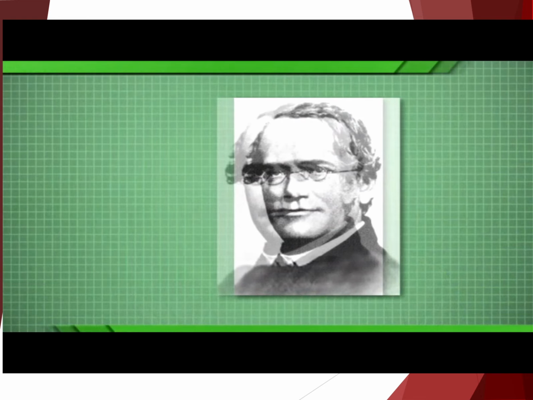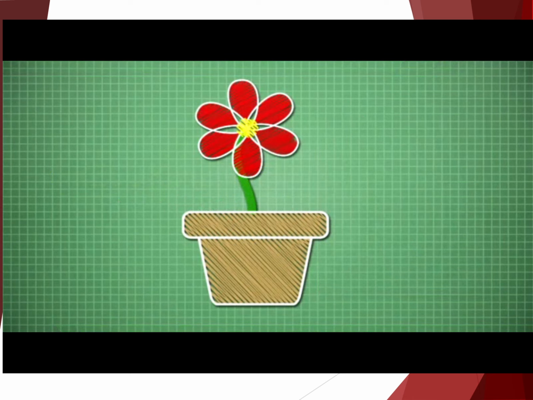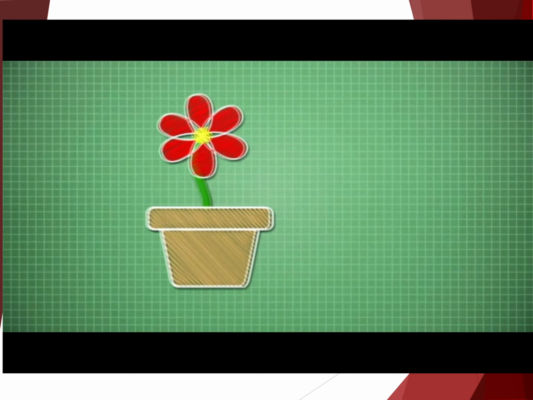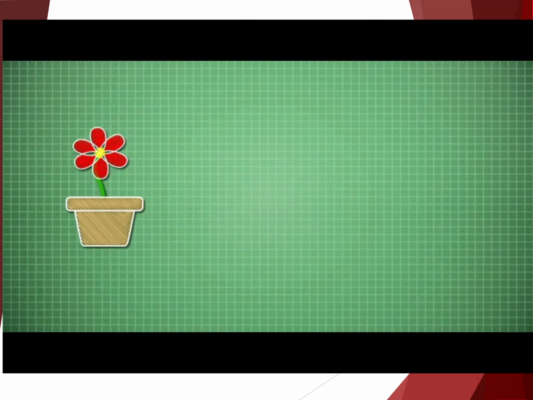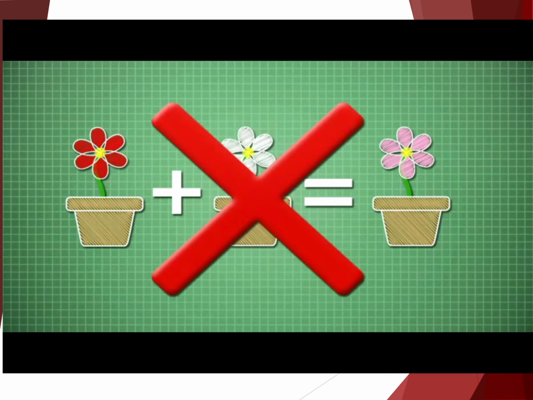Gregor Mendel is known as the father of modern genetics. He was the first to study the passing of traits from parent to offspring, and his studies laid the foundation for modern genetics. Before Mendel, inheritance was thought to be blending, so if you cross a red flower with a white flower, all you'd get were pink flowers. Mendel showed that this was not true.